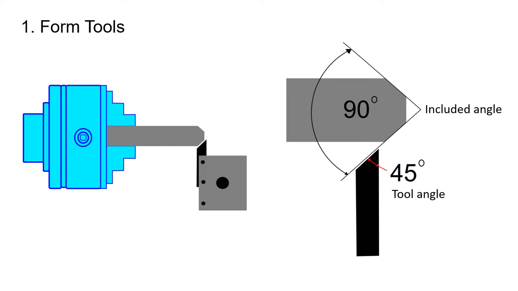It's important to remember on a lathe that what we do on one side of the workpiece is mirrored on the other side. So if we put a 45 degree chamfer on one side, a 45 degree chamfer is automatically created on the other side, giving us a total included angle of 90 degrees.